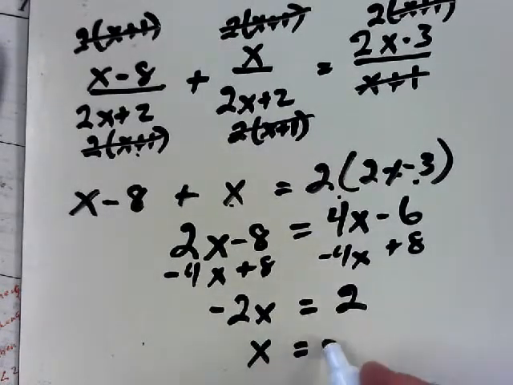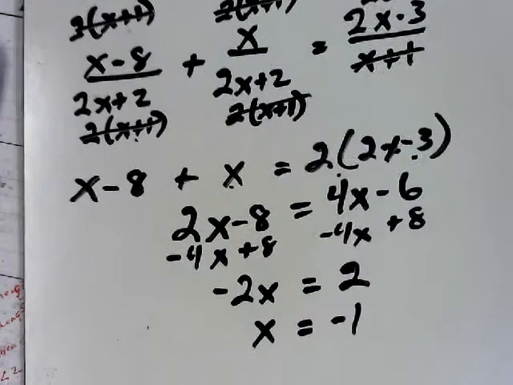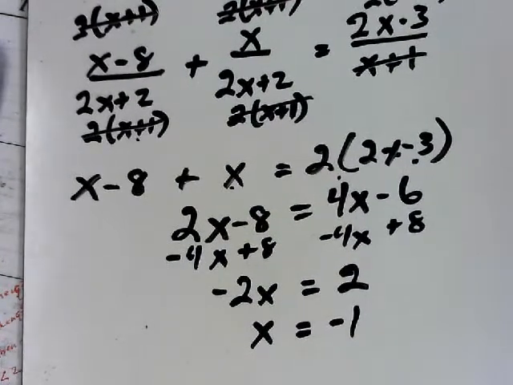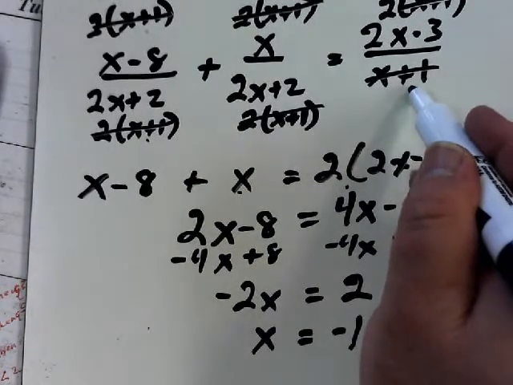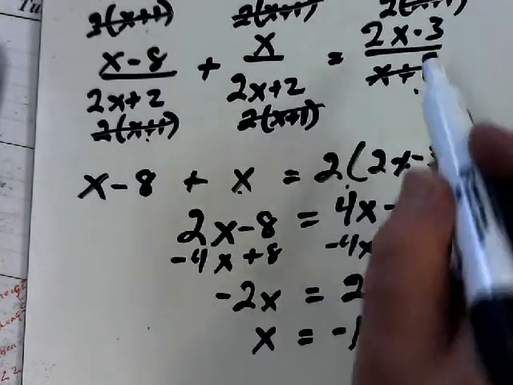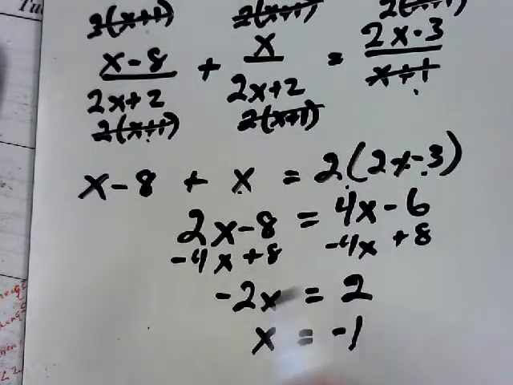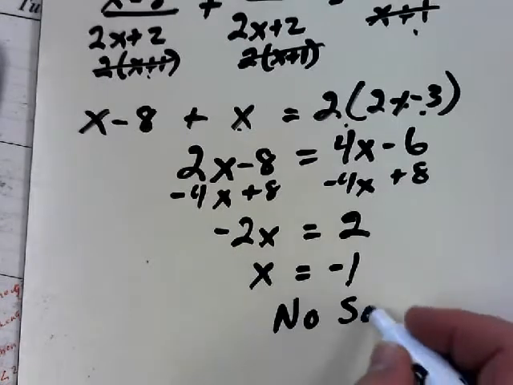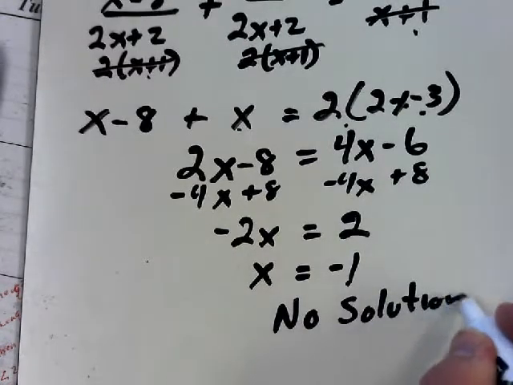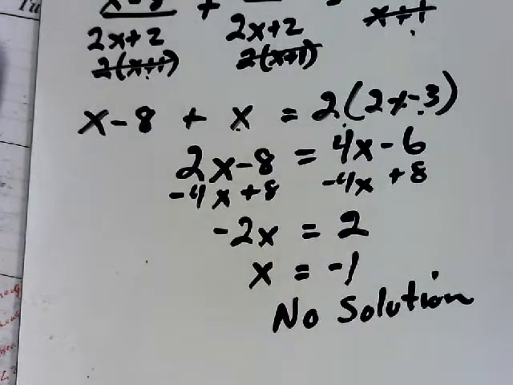So x equals negative 1. Well, we have to do some quick checking. If I take this negative 1 and put it back into this original denominator, what's negative 1 plus 1? 0. Can I ever have a denominator as 0? So I end up with no solution, because that one didn't work.